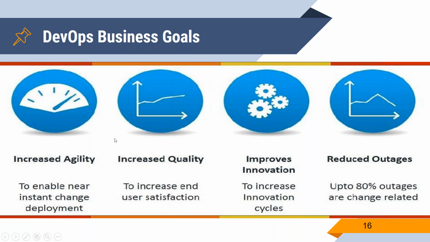One is increasing the agility, increasing the quality, and improving the innovations. On a daily basis, we have to do some innovations in DevOps. We can invent new innovations, and when we're doing all these things, our time will be reduced by 80%. We can deliver the products as soon as possible. We don't need to wait for a long time.